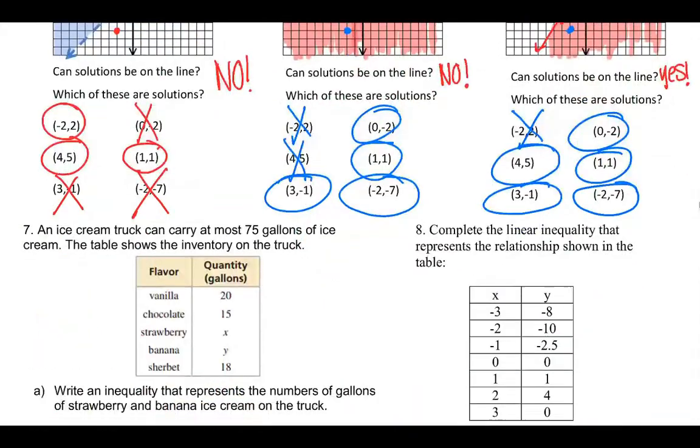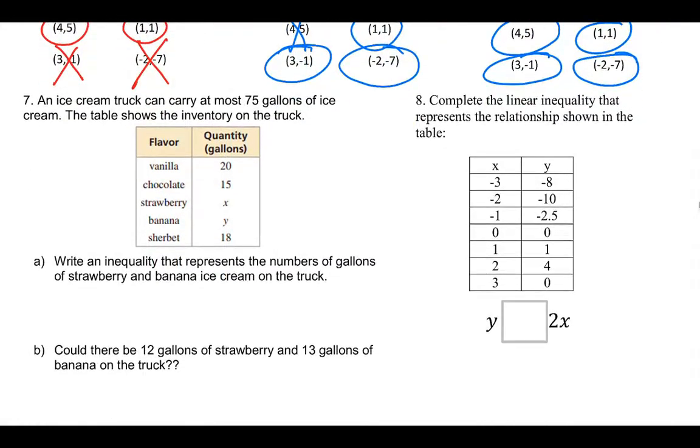Then let's look at this last example here. Example 7 says, an ice cream truck can carry at most 75 gallons of ice cream. The table shows the inventory on the truck. Write an inequality that represents the number of gallons of strawberry and banana ice cream on the truck.